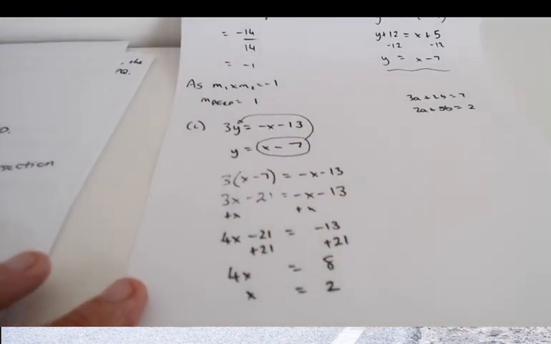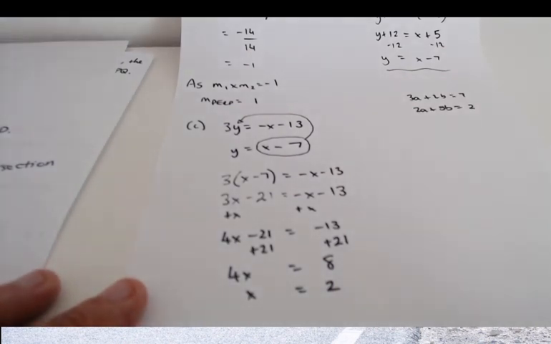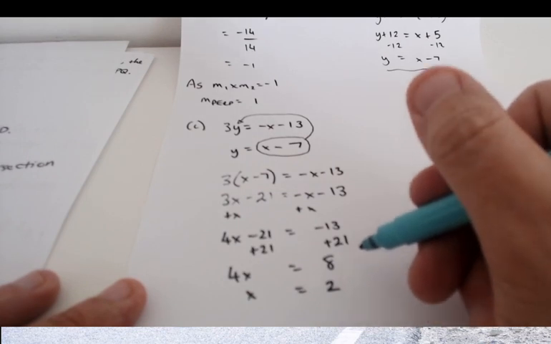Now I'm trying to find the point of intersection, which means I need an x coordinate and a y coordinate. I have the x coordinate, but how will I get the y coordinate?